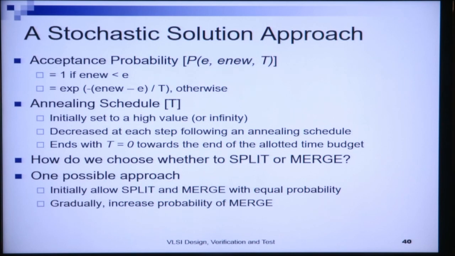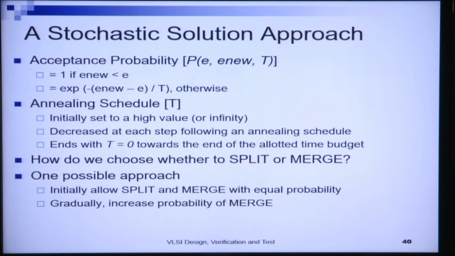And how will the annealing schedule for T change, that means how will the temperature change? Initially the temperature, as I said, is set to a very high value, and it is decreased at each step following an annealing schedule, and it ends at T equals 0 towards the end of the allocated time budget.